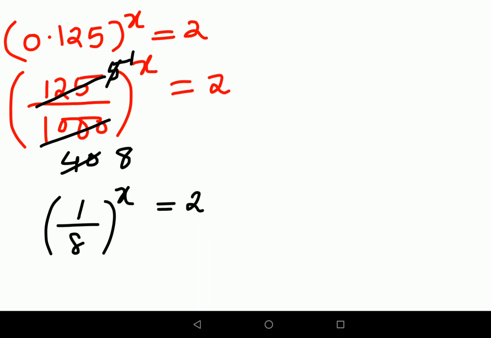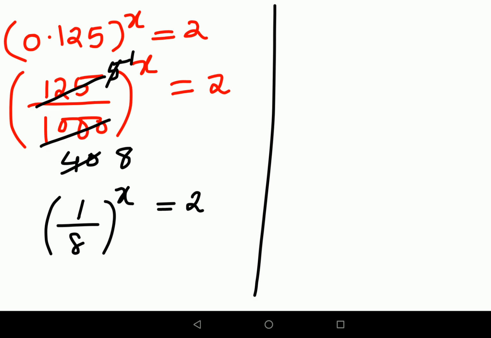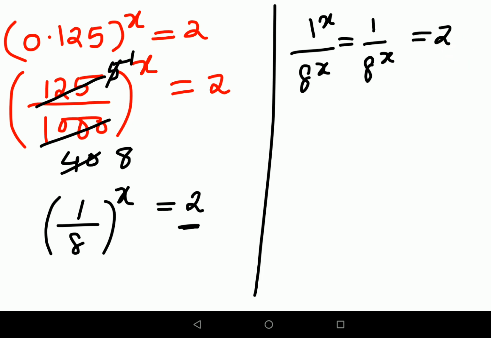Now see, this can be written as what? 1 raised to anything can be written as just 1. So 1 raised to x over 8 raised to x, which is still equal to 2. Now there is a very important law in indices which says that 1 upon a raised to n can be written as a raised to minus n. So this can be written as 8 raised to minus x equals 2.